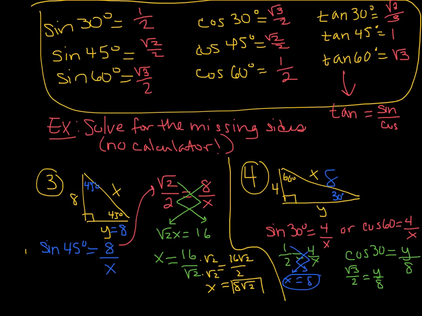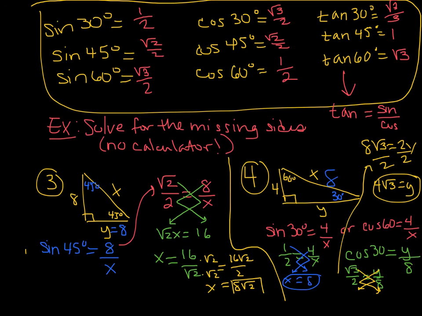I end up getting, I'm running out of room unfortunately, so I'll write it up here. I end up getting that 8 radical 3 equals 2y. I got that by doing the cross product. So the final answer, I need to divide both sides by 2. I get 4 radical 3 is equal to y. And that gives me my two sides.